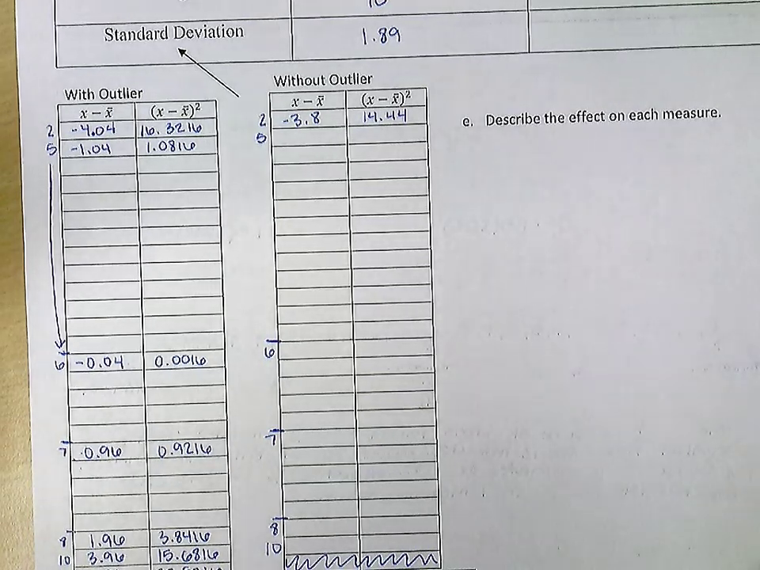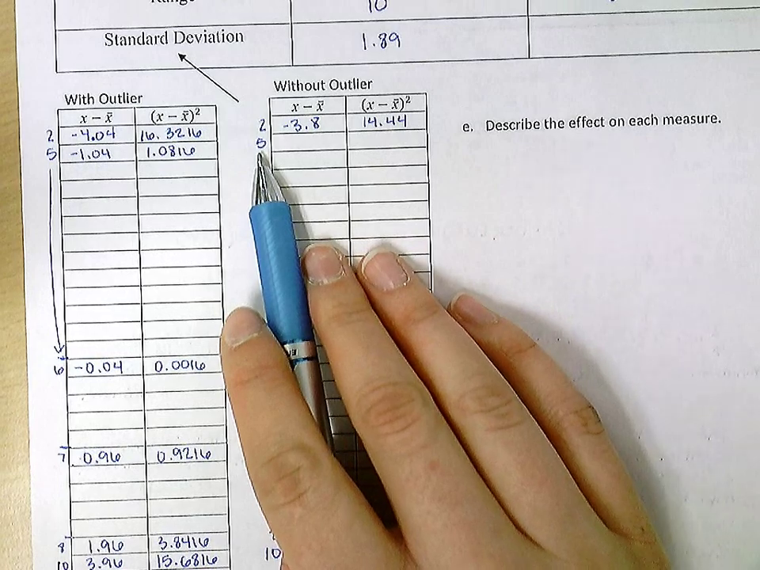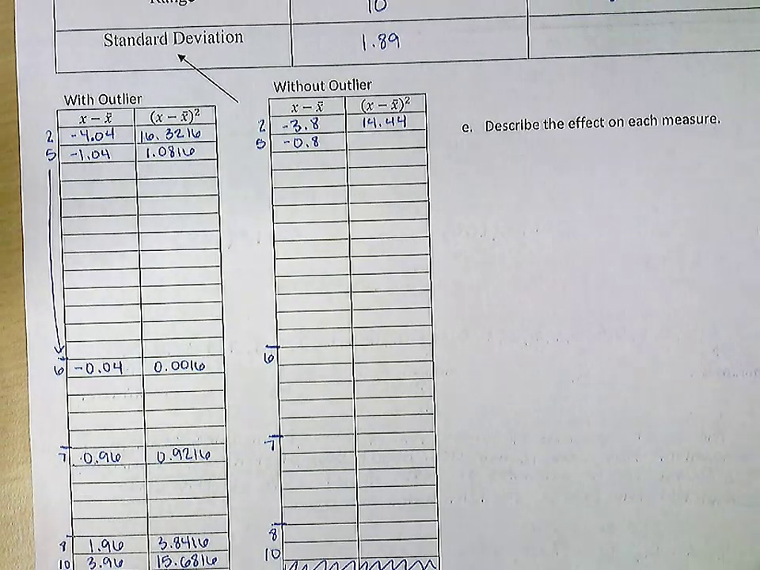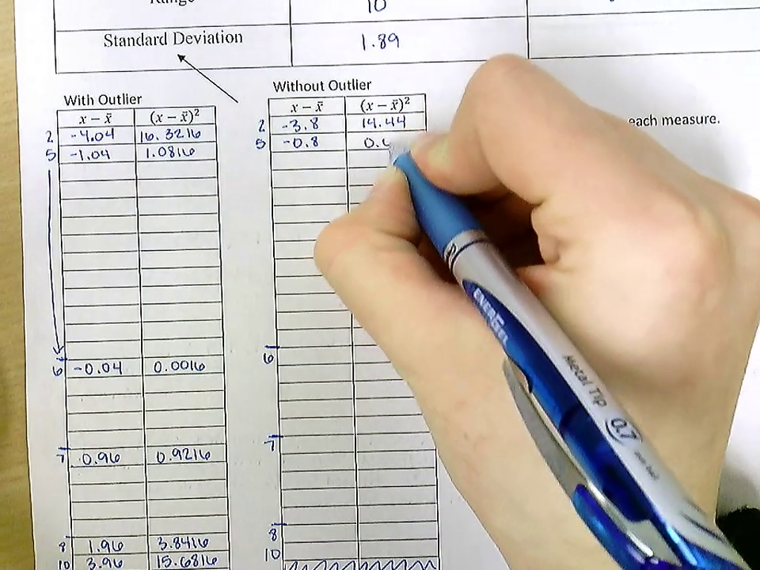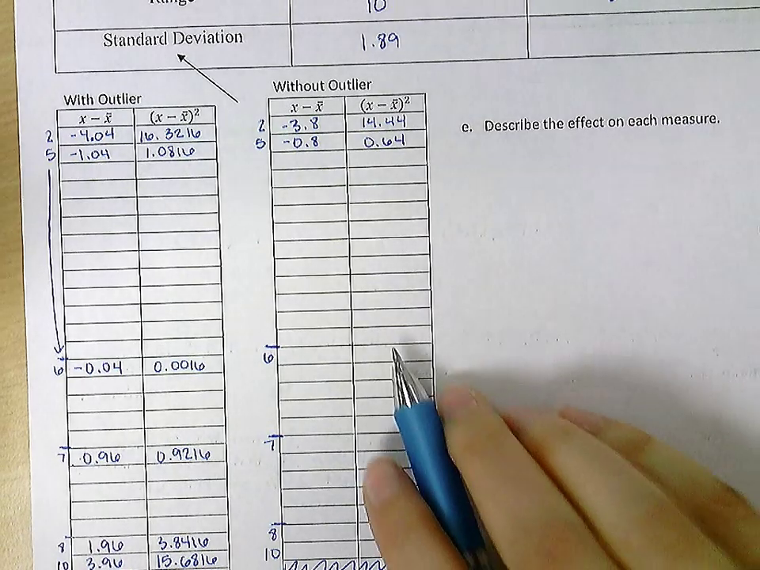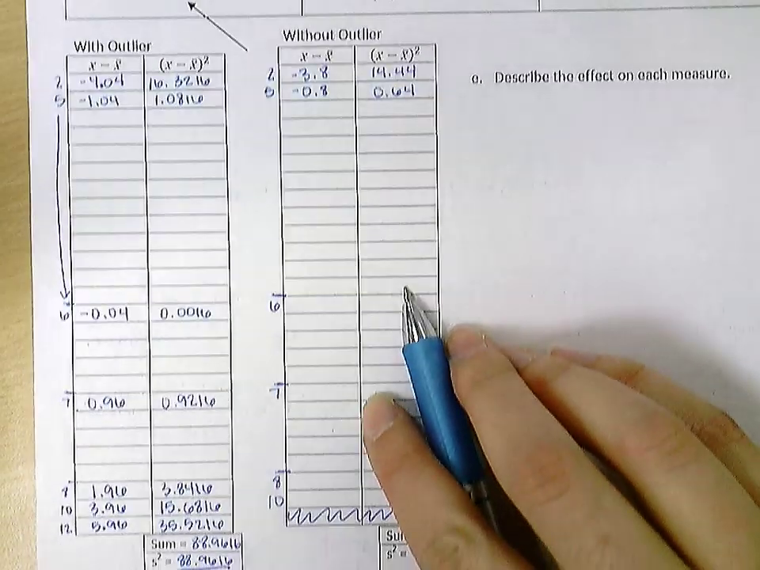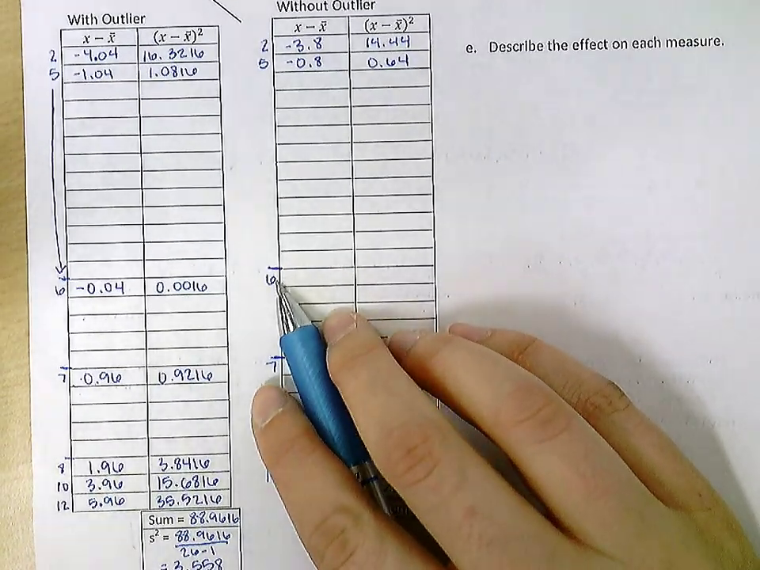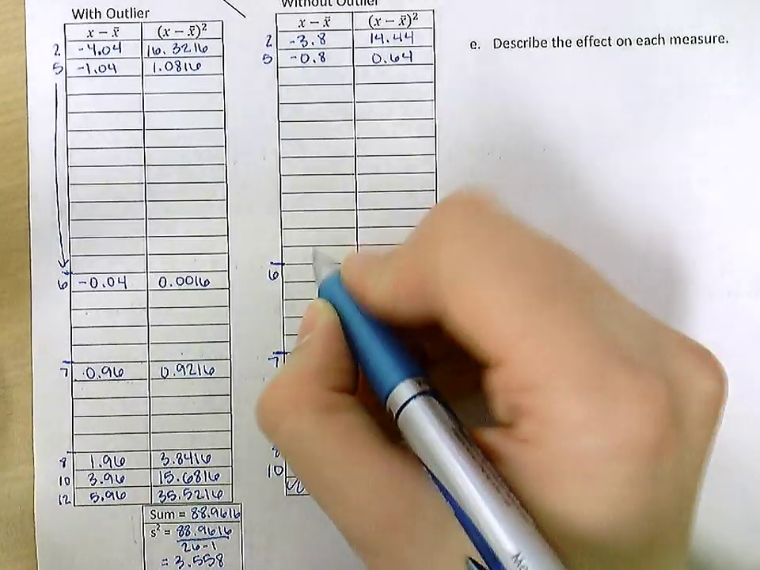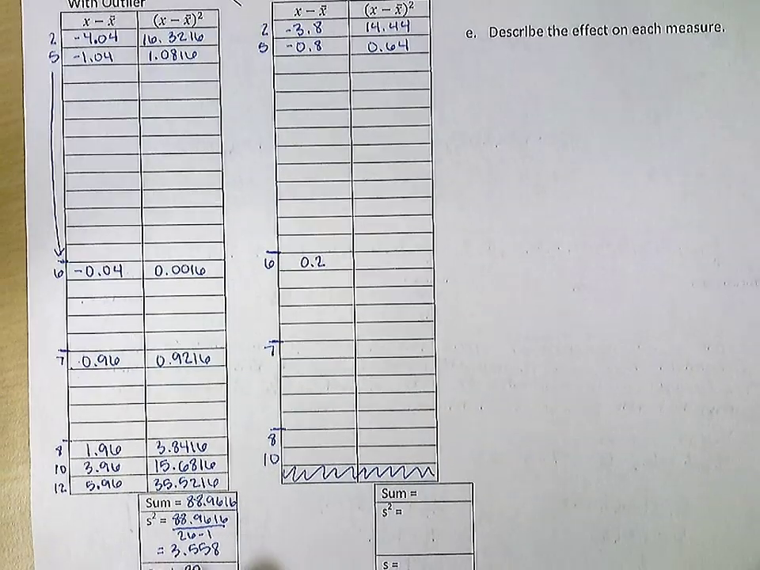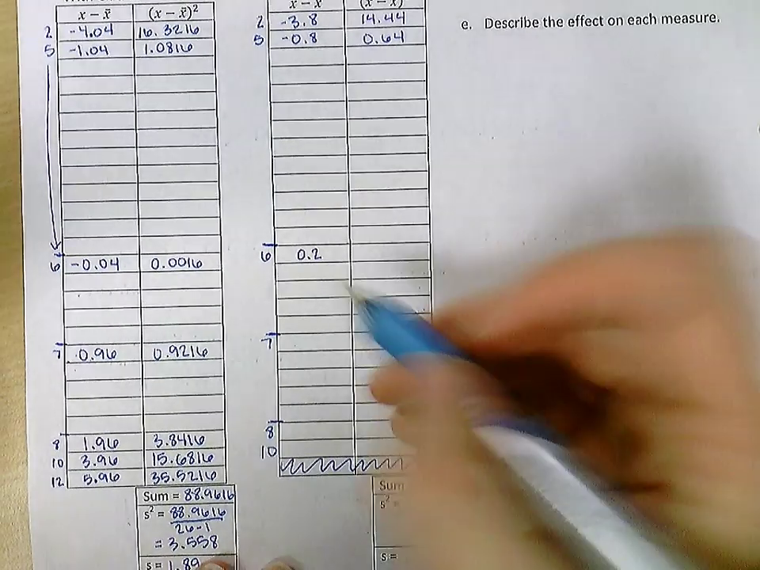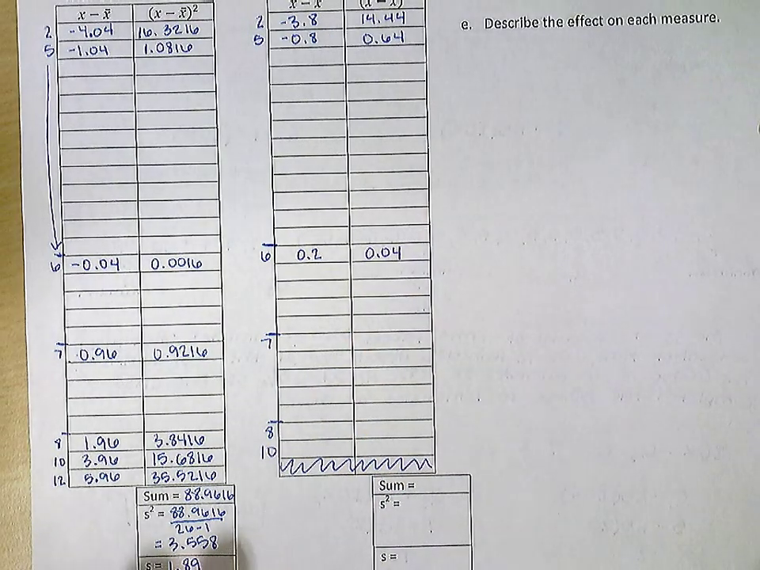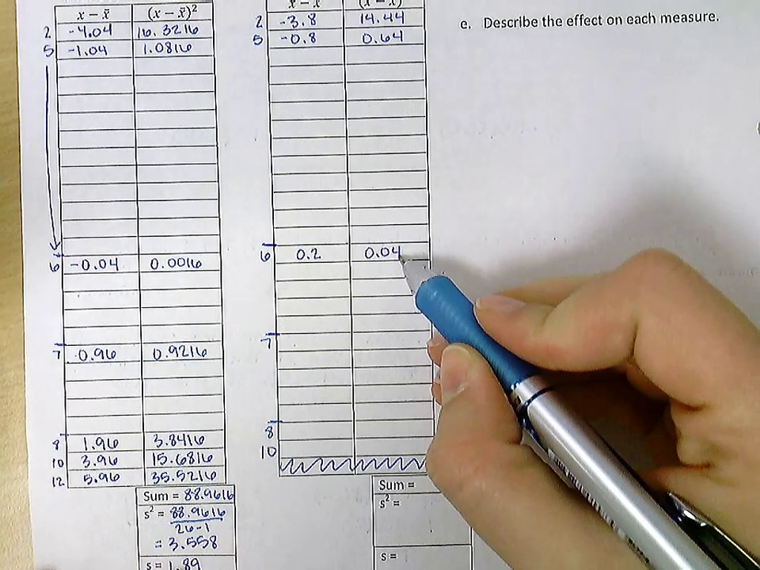It's 14.44. Move on to 5, so we're taking 5 minus 5.8. That's negative 0.8. Square that value: 0.64. And that's true for all of them up until this point. So I can move on to 6 here. 6 minus 5.8 is 0.2. When I square that value, I get 0.04. It's true for all of these.